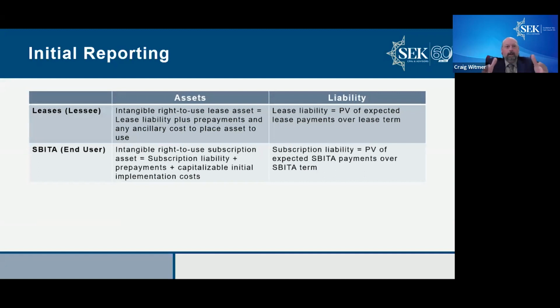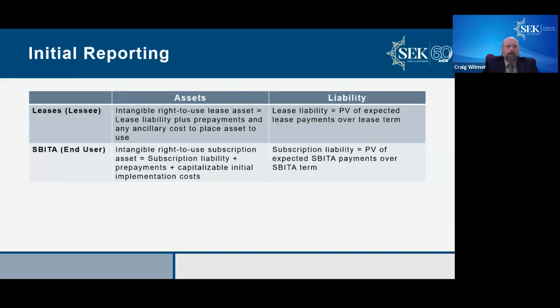So in terms of the initial transaction, talk about leases, you're looking at calculating the liability first. So you've got that future payment stream, and we're all used to present valuing techniques. So you're using that future payment stream, the term, and the discount rate to discount that back to the initial implementation date, and that's your lease liability. The intangible right to use asset then essentially is the offset of the liability, plus any kind of prepayments and any ancillary costs that were to put the asset in service.